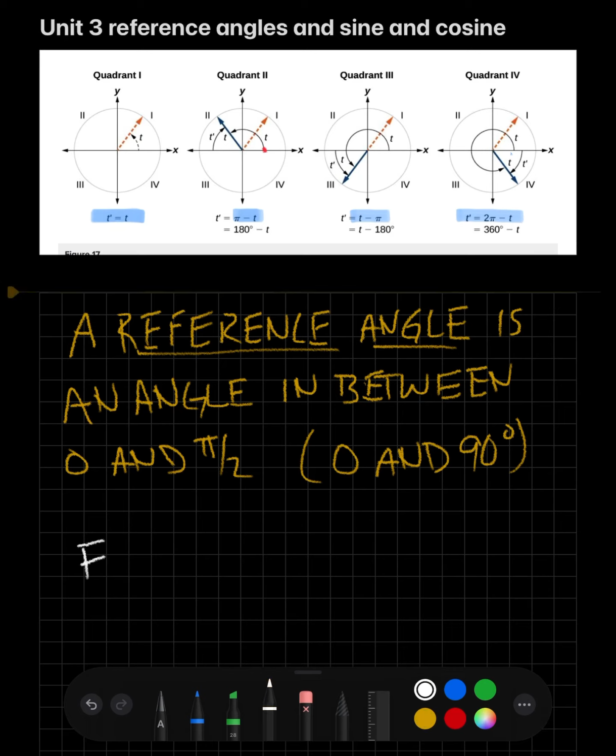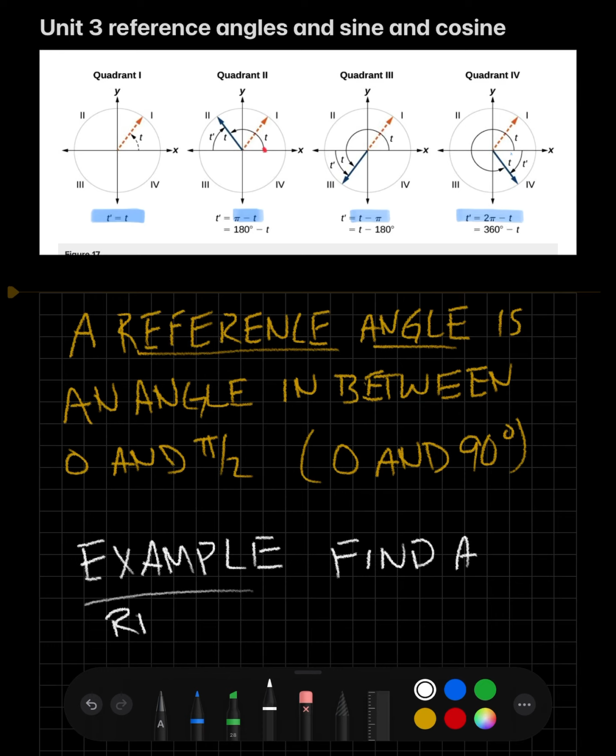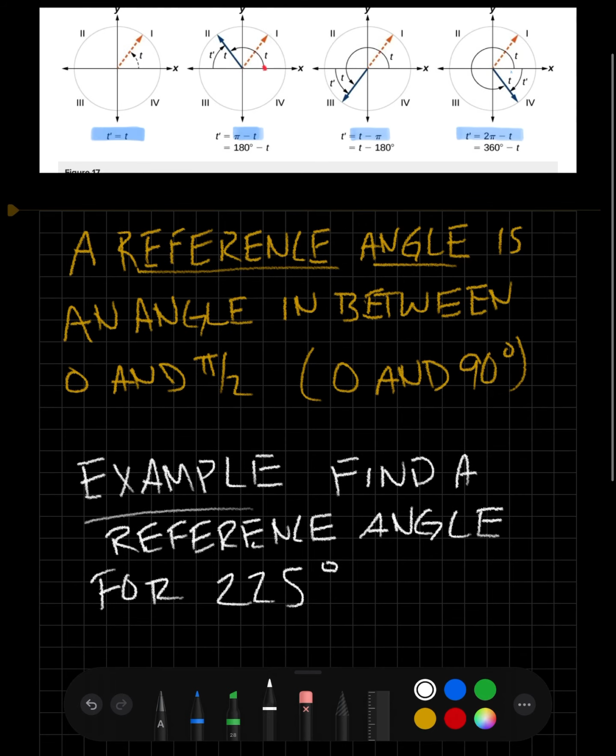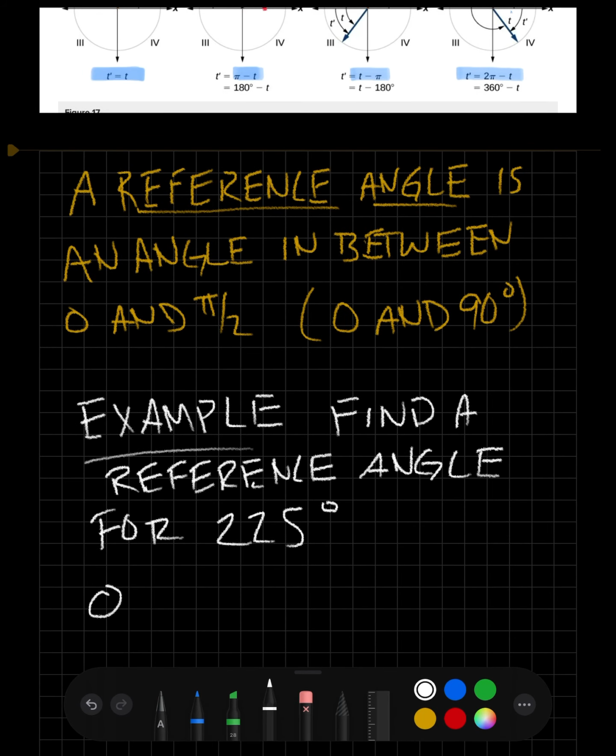Let's say we want to find a reference angle for 225 degrees. Notice that there are different rules depending on what quadrant our angle is in. If it's in quadrant 1, we do something. Quadrant 2, we do something else. Quadrant 3, we do something else. So our first step is to figure out what quadrant this is in.